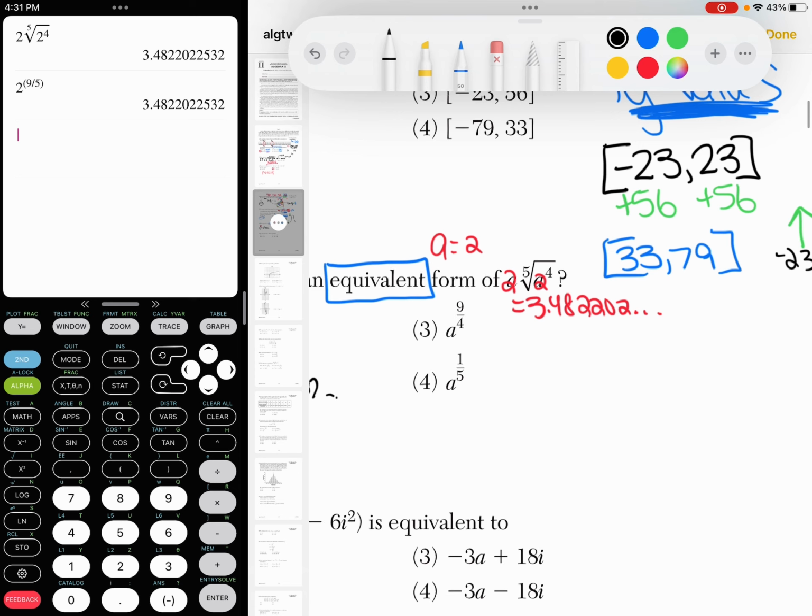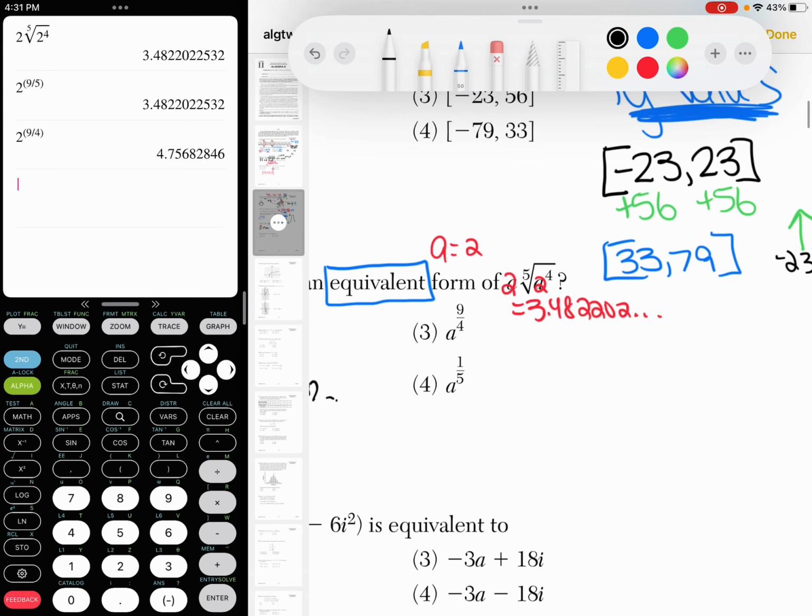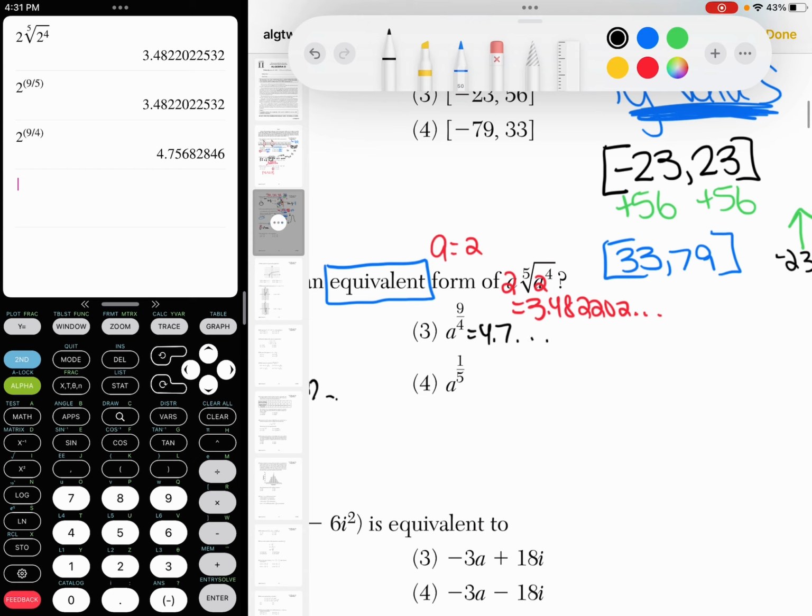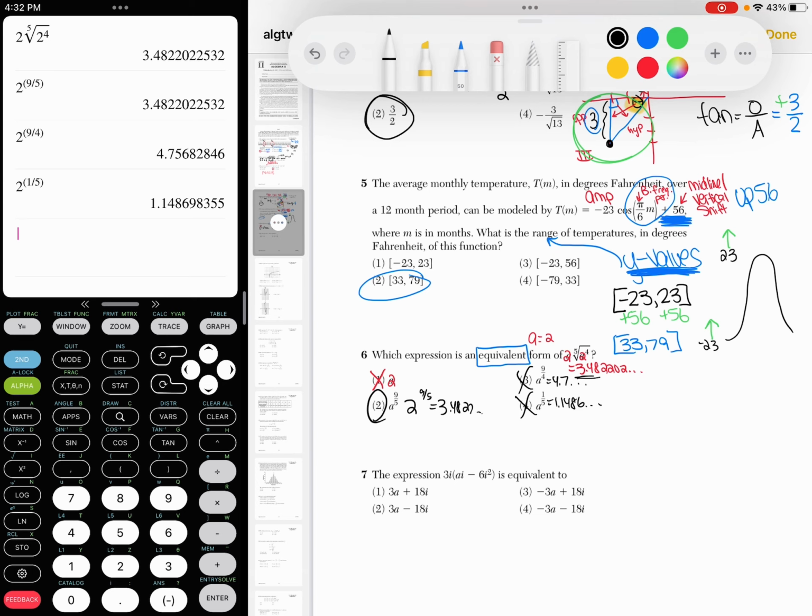When this is your exam and you're banking on all points possible to do as well as you can, you should plug in all choices. So I'm going to show you the next one. 2 to the 9/4 got me 4.7, blah, blah, blah. That's wrong because it doesn't match this. And 2 to the 1/5 got me 1.1486, blah, blah, blah. Also wrong. Goodbye, goodbye. Choice 2 it is. So 2 different ways to do the same question.